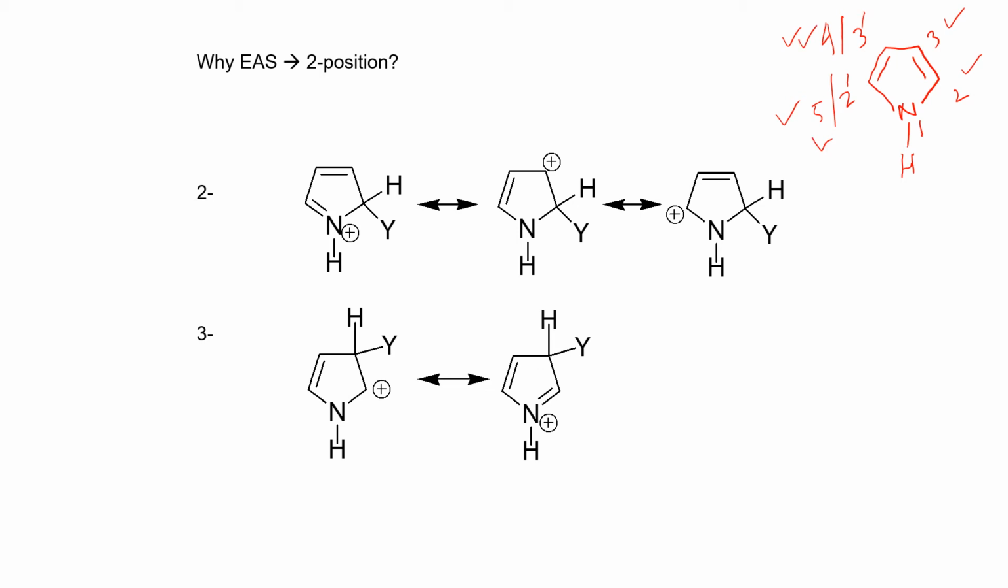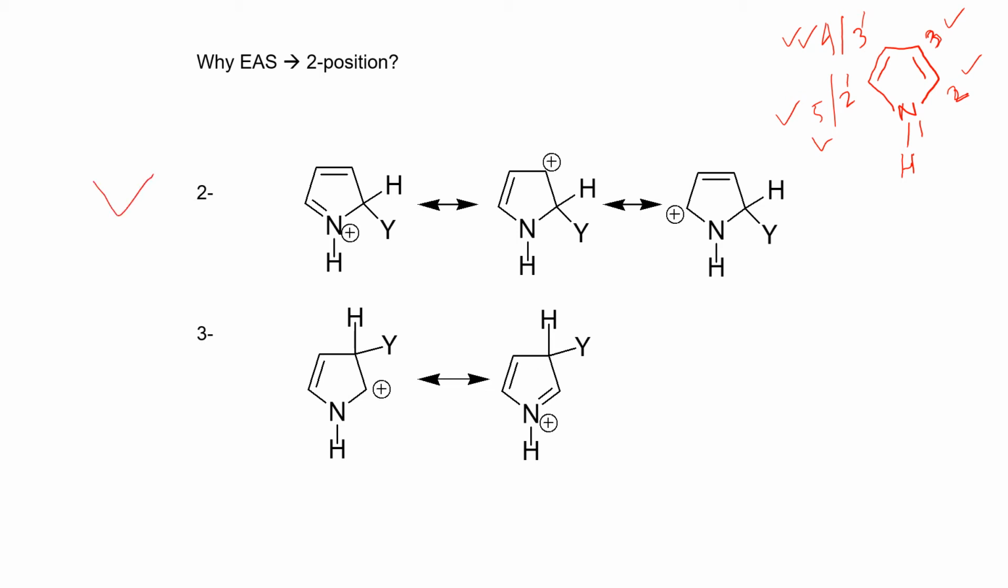Actually, only 2 positions are available for attack in an electrophilic substitution reaction, that is, when an electrophile attacks pyrrole: position 2 and 3. Now, which position will be preferred by the electrophile? Let us consider what will happen at each position when an electrophile attacks.